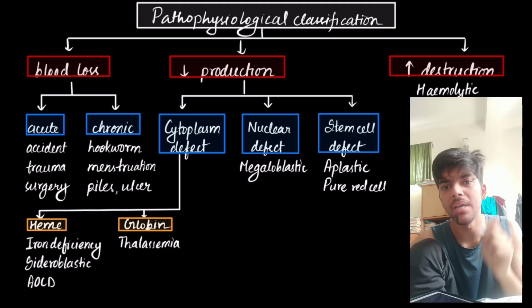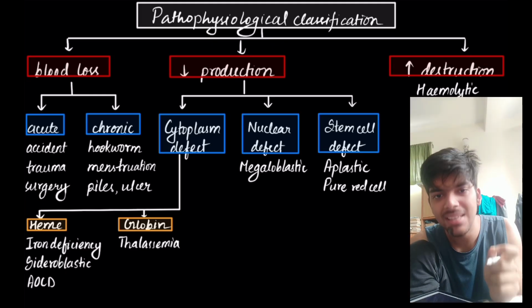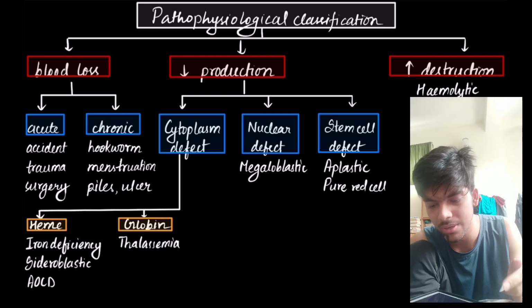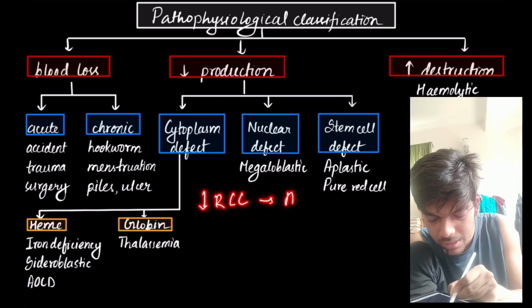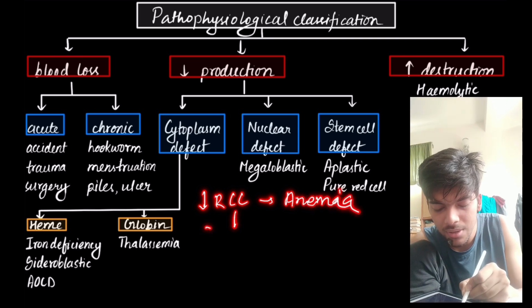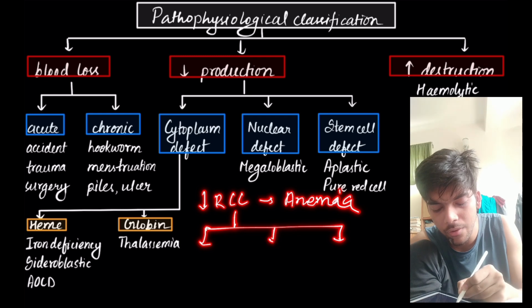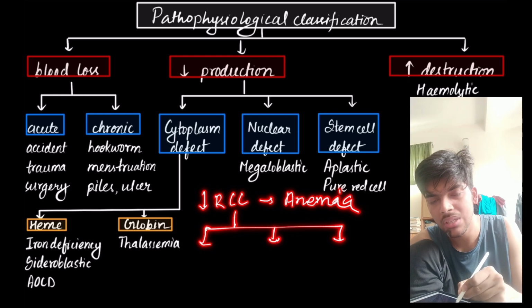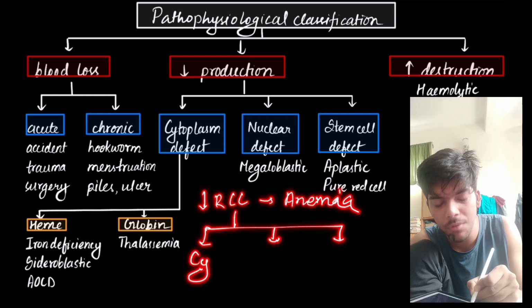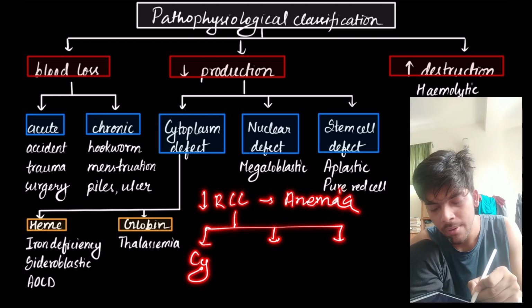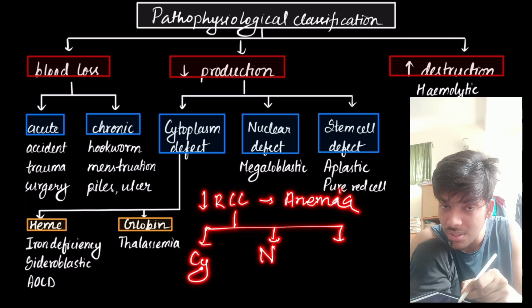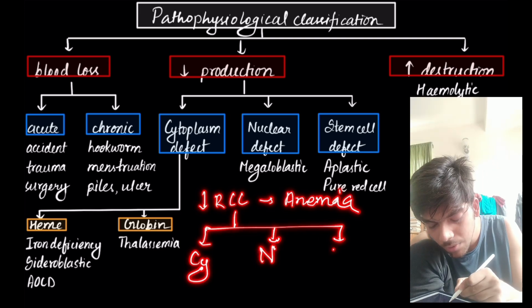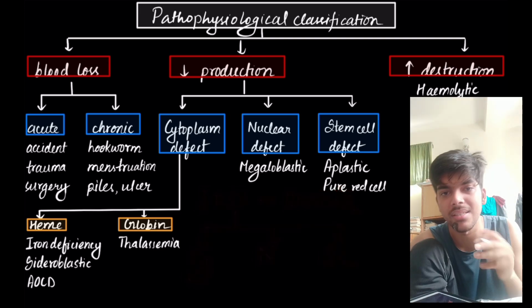One of the reasons behind the cause of anemia is decreased production of red blood cells. So if there is decreased production of red blood cells, it leads to anemia. Right? Now, decreased production of red blood cells can occur due to 3 different reasons. Either because there is defect in the cytoplasm of the red blood cell, or because there is defect in the nucleus of the stem cell producing red blood cells, or there is defect in the production of stem cell itself.